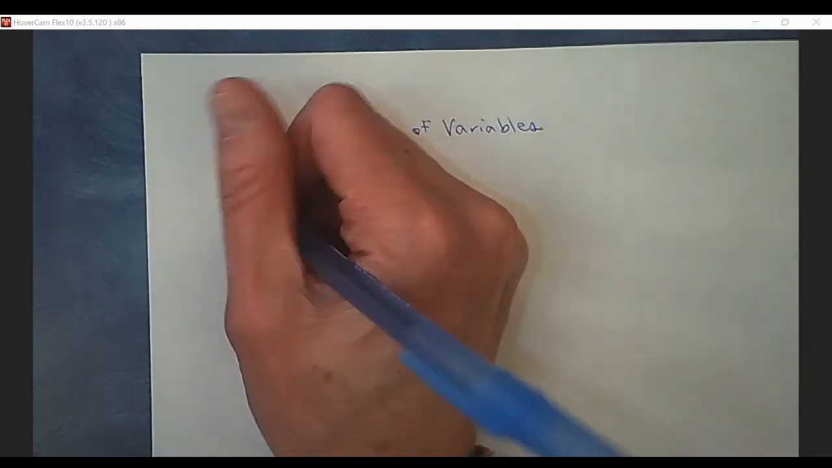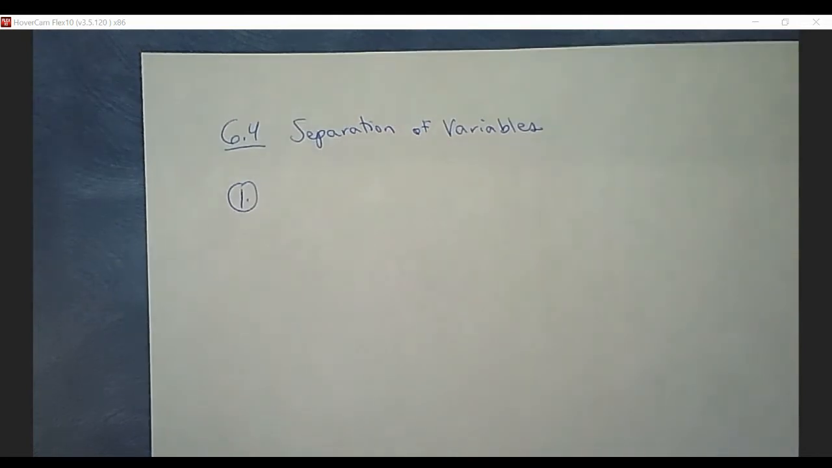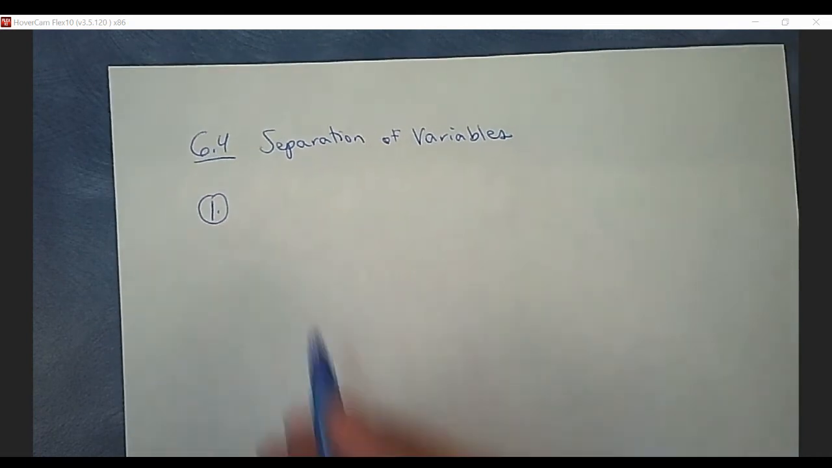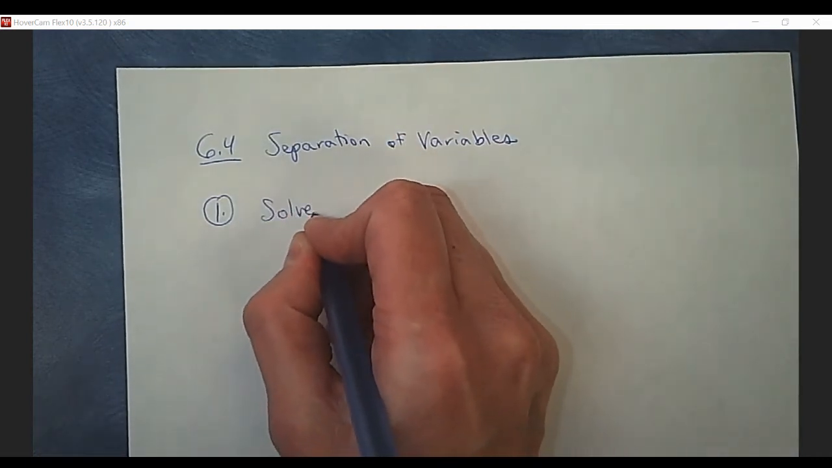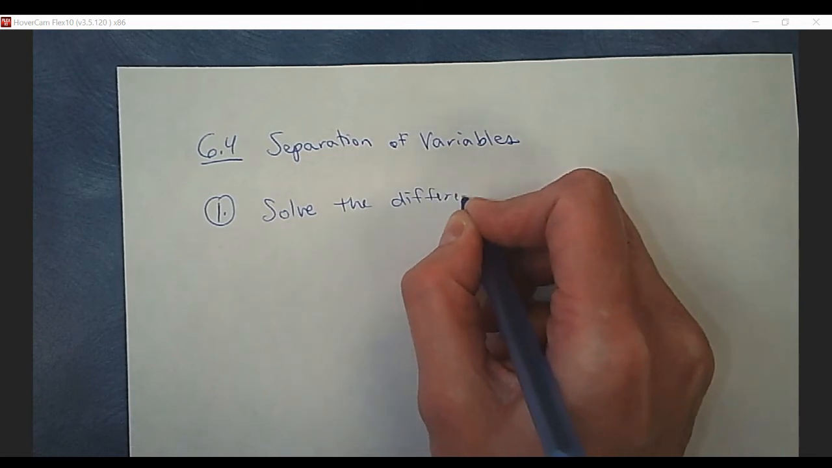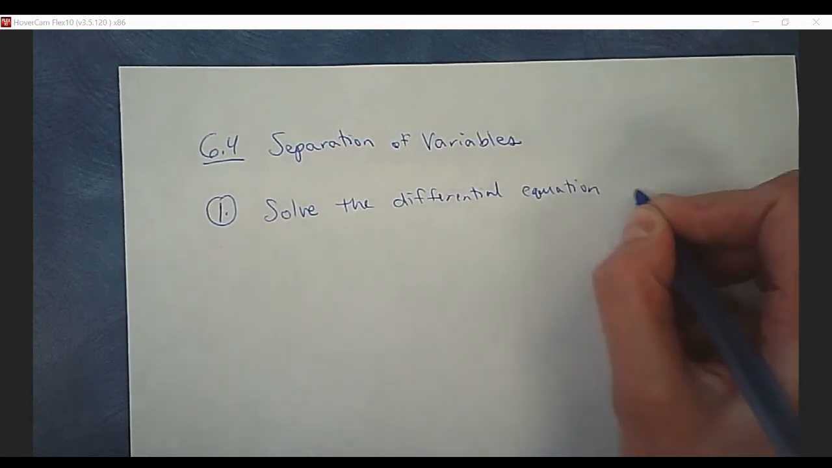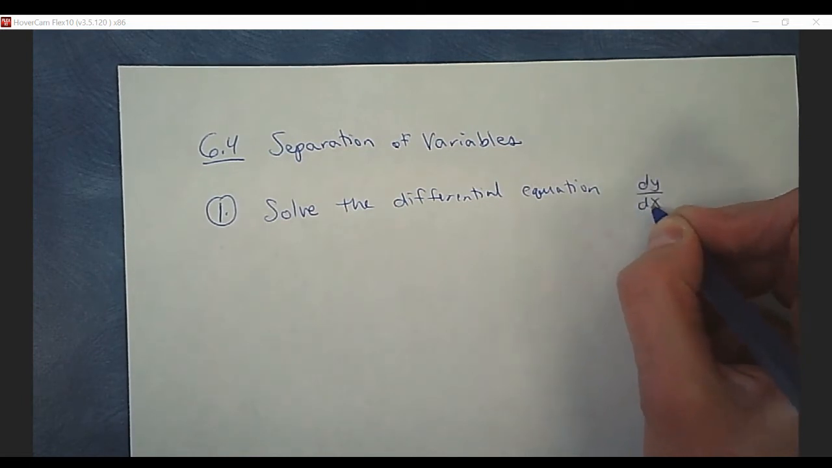For example 1, if you would like to skip writing this, I do have it already worked out and posted in Classroom for you. So for our first example, we're going to solve a differential equation. Anytime you're given a derivative in an equation, that's called a differential equation.